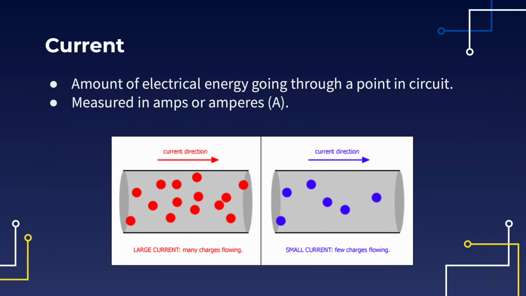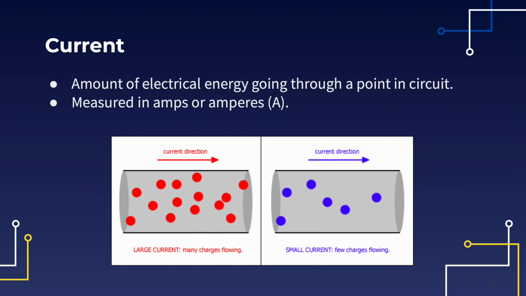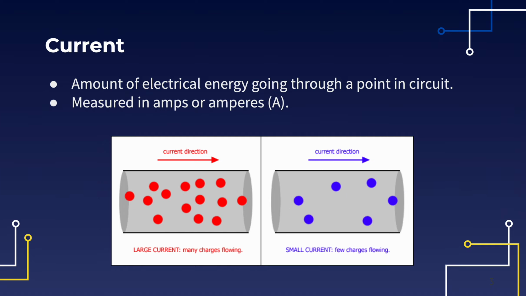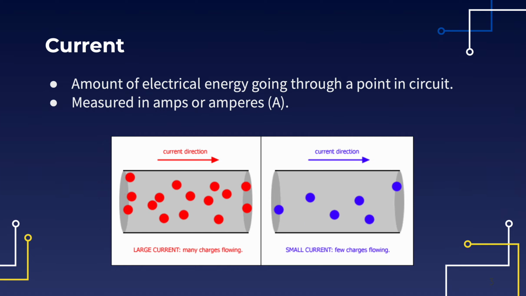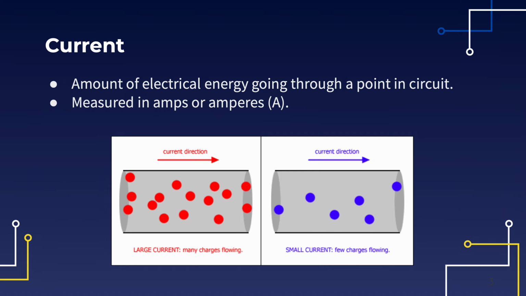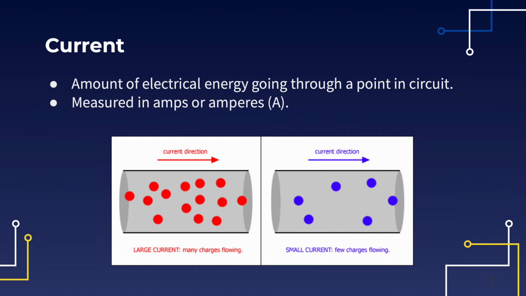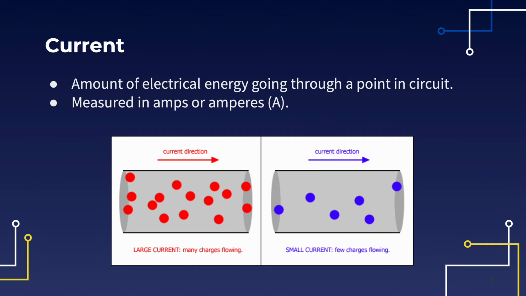A current is the amount of electricity that goes through a point. So how much electricity is going through the red one? There's more electricity that's going through the red one than compared to the blue one. So we can say that the current is larger for the red one. And we measure currents in amps or amperes.